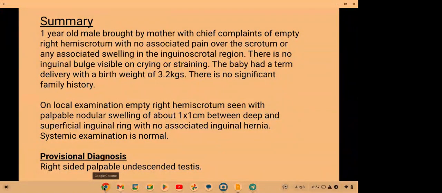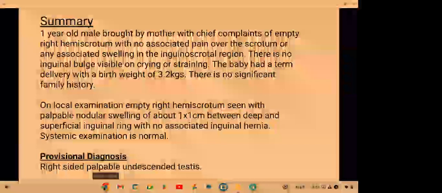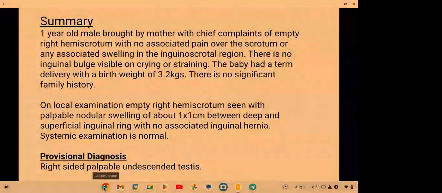Yes. But as said, the Fowler-Stephens procedure has its complication. There are 30% chances that the testis will atrophy. So when will you do the second stage? Usually after months, 6 months. 3 months. Usually after 3 months.